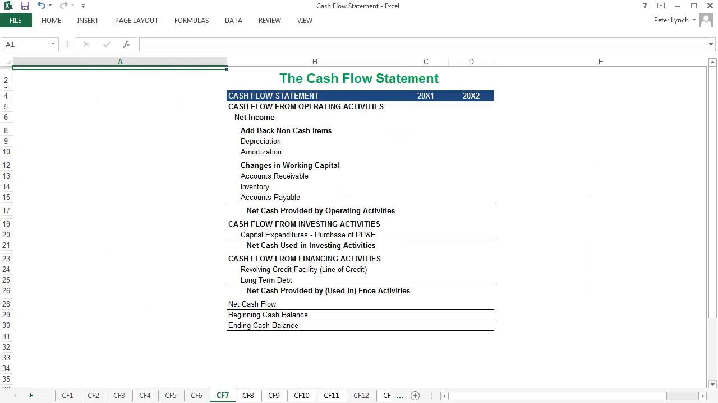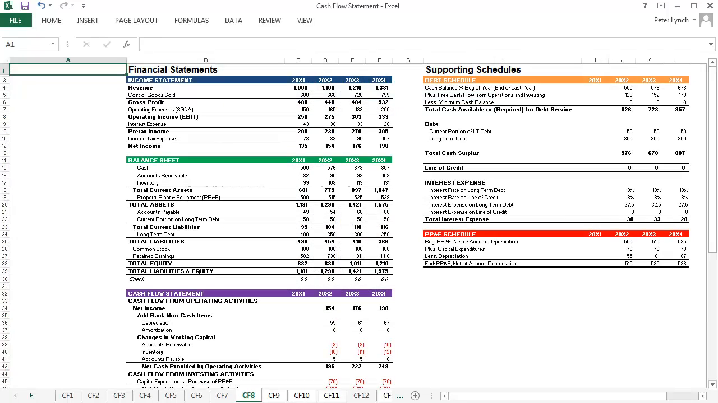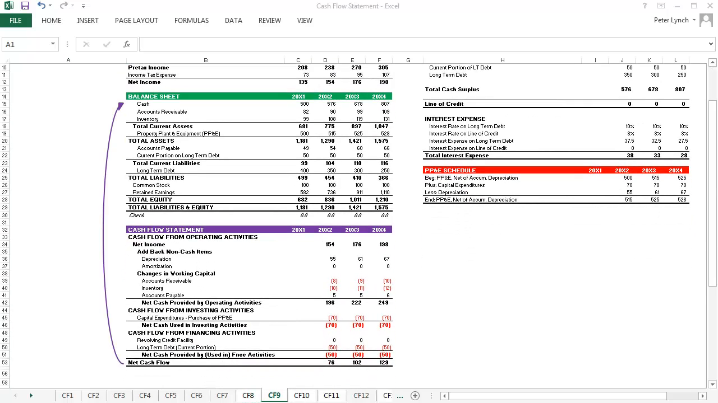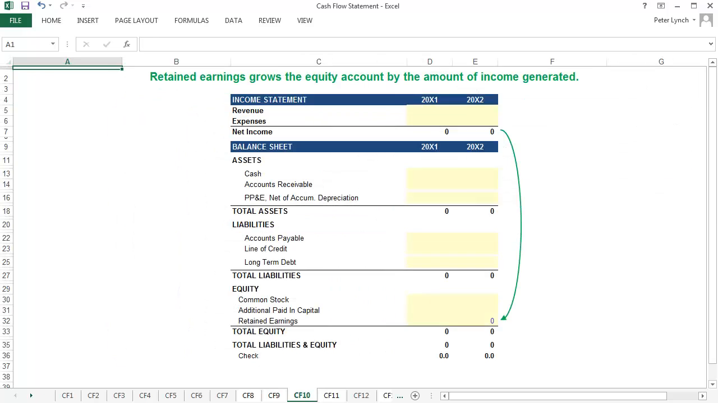Going back to our template, I want to talk a little bit about how the cash flow statement works in a financial model. Once you've calculated your cash balance on a fully integrated financial statement model, you will link that sum to your balance sheet above. In this way, the cash flow statement grows the asset side of your balance sheet in each consecutive accounting period. And if you recall from our previous videos, retained earnings on the income statement grows the equity account by the amount of income generated in each accounting period.